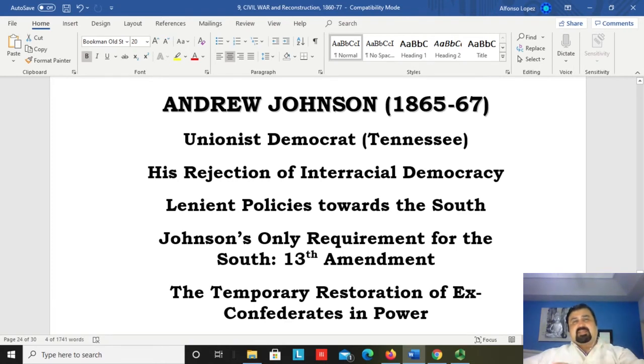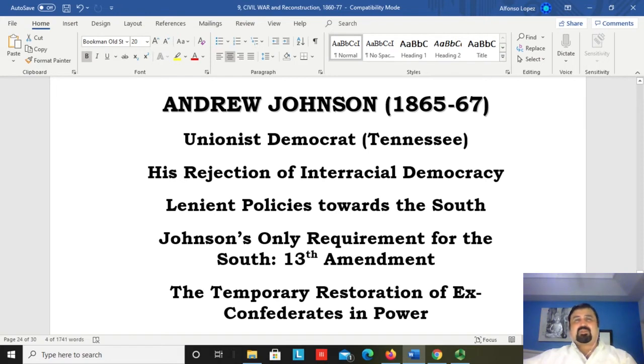So after Lincoln's death, his vice president, Andrew Johnson, takes office in 1865. And he's now going to become the leader of Reconstruction. It's called Presidential Reconstruction. So Lincoln was the leader, but now Johnson is.